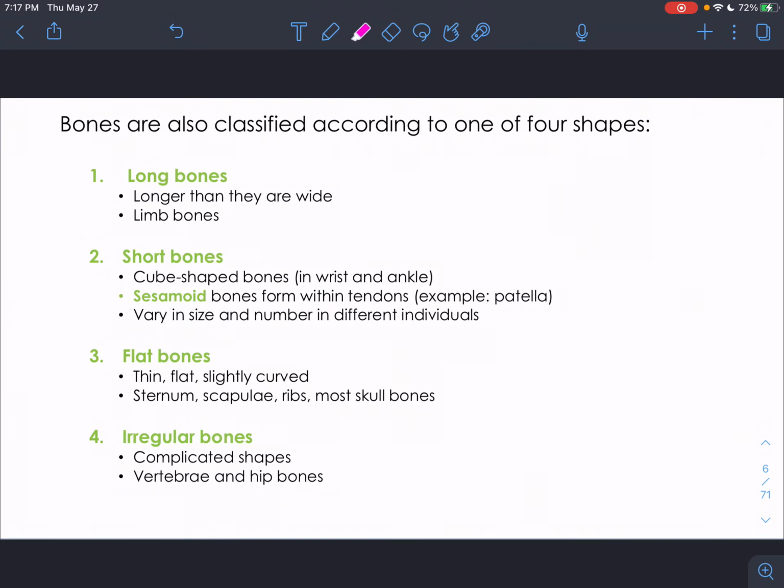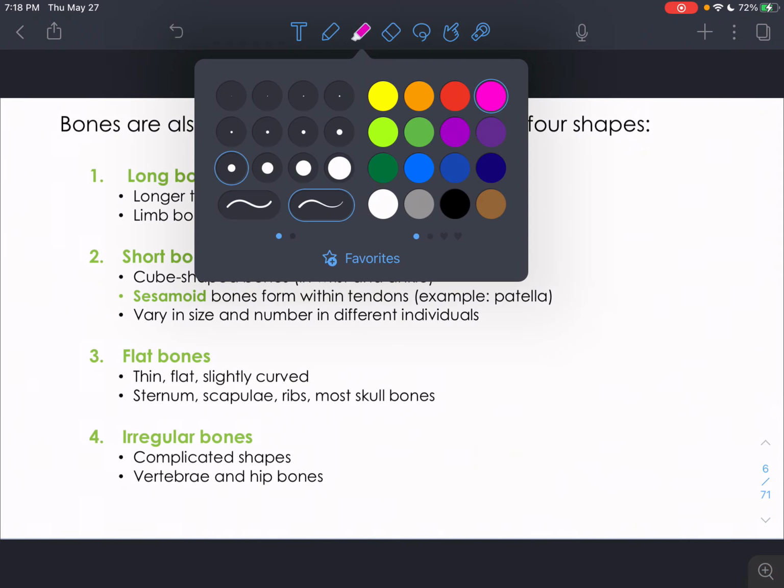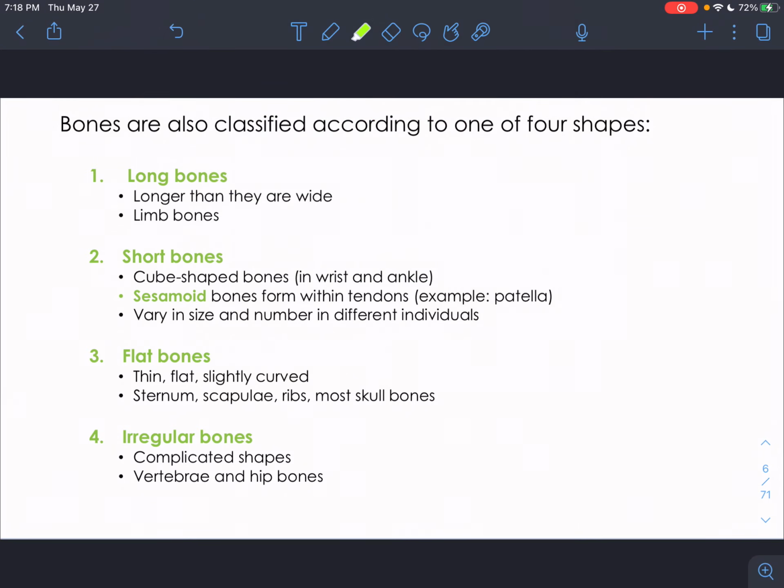Okay, we can classify bones also according to their shape. So there's 4 different classifications. Long bones are longer than they are wide, which that's the name, so that should make sense. These are mostly going to be the bones of your limbs, your appendages. Short bones are going to be short, so a lot of times they're cube-shaped. So the bones in your wrists and ankles, so your bones in your wrist are your carpals, and your ankles are your tarsals, which you'll learn the names of all of those again in lab.